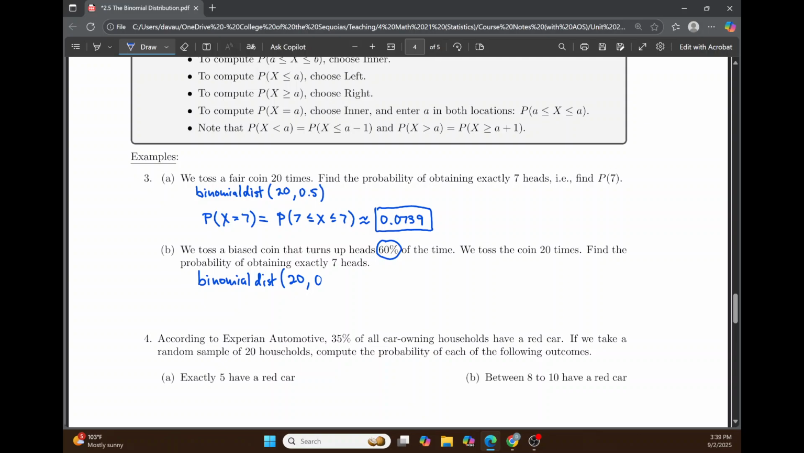I don't know. But that's going to be the only difference, because we still want to compute the probability of obtaining exactly 7 successes. And as we saw a second ago, the way we're going to enter that into Desmos is probability 7 is less than or equal to x is less than or equal to 7. We're going to use that inner version of the calculator. Anyway, let's take a look.